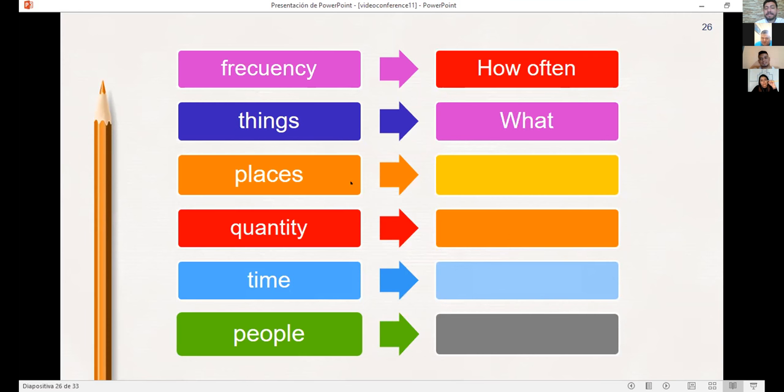What? Para places? Where? Para quantity? How many? Para time? When? Y people, who? Very good.